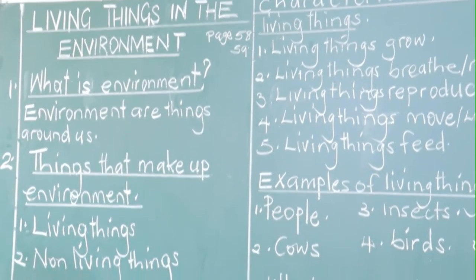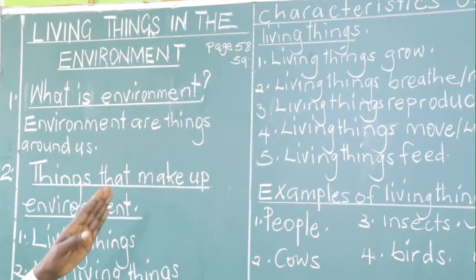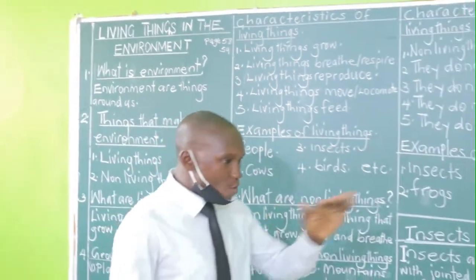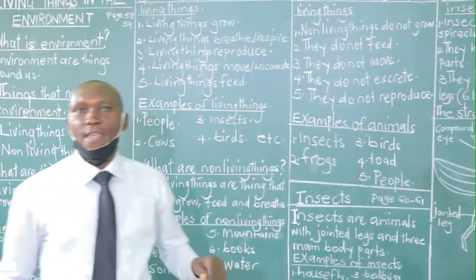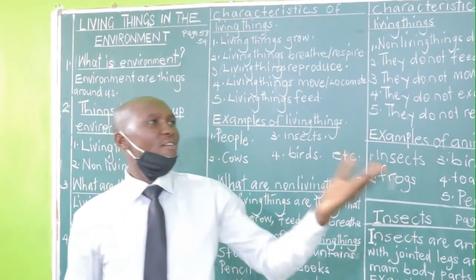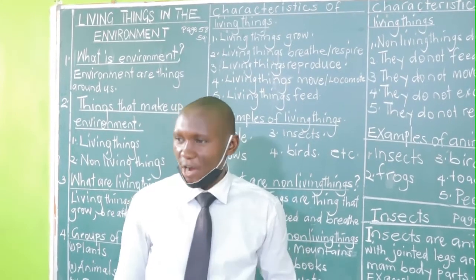First of all, we started with the environment, and we say that environment are things around us. When you look at where you are sitting or where you are standing, there are very many things around you. Now, those are the components of the environment. Those are the very things that make up environment.